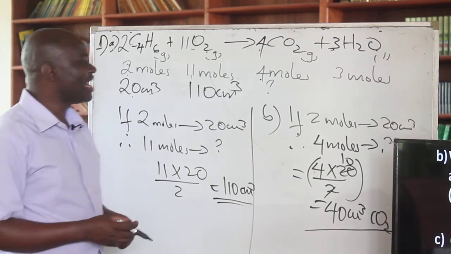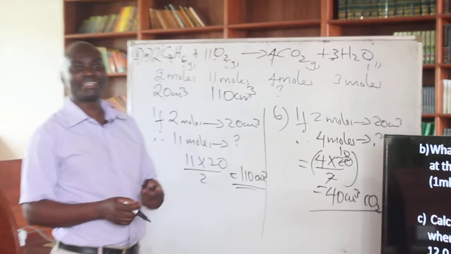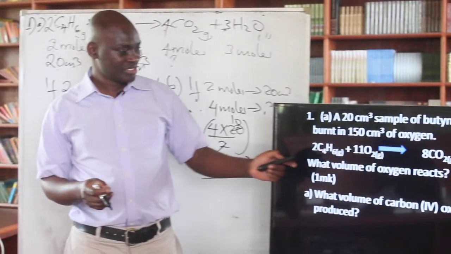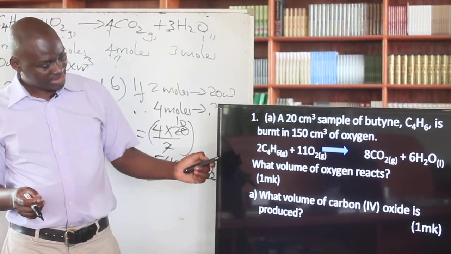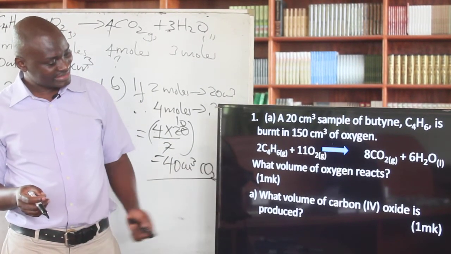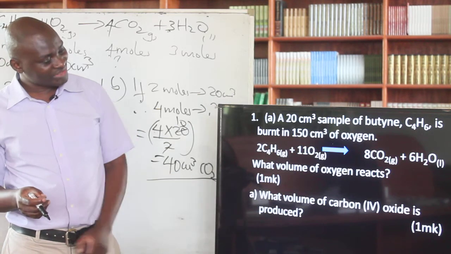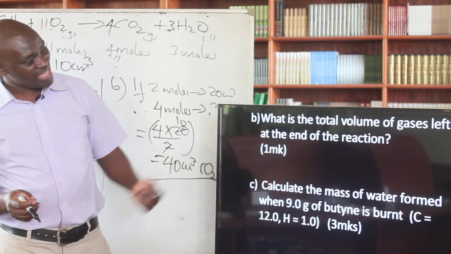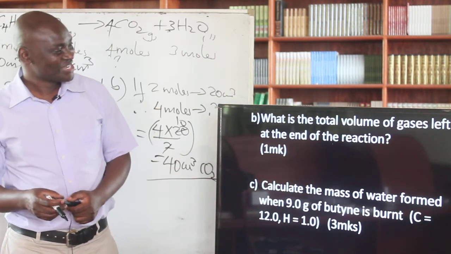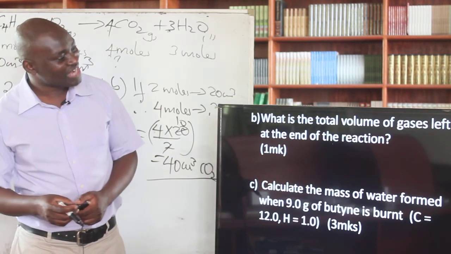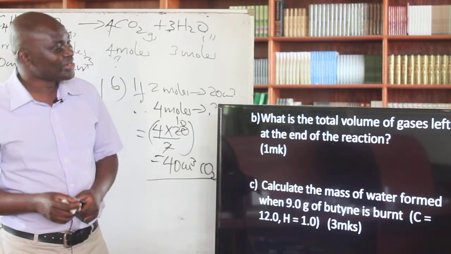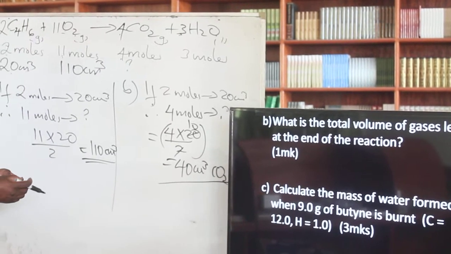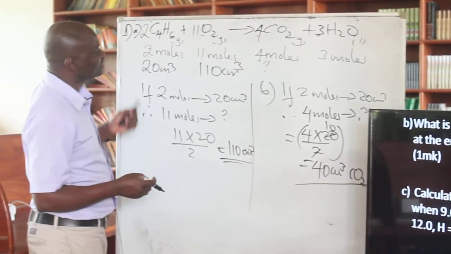Yes, so we are back here. We have calculated part A, which is what volume of oxygen reacts, then what volume of carbon dioxide is produced. And then we are supposed to calculate what is the total volume of gases left at the end of the reaction.